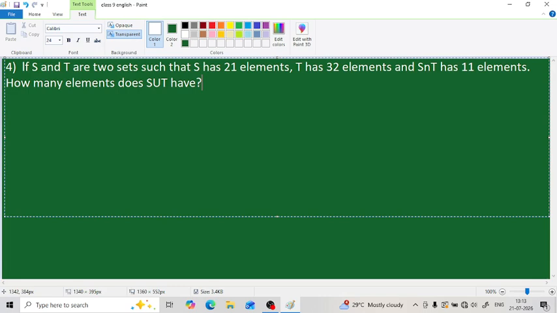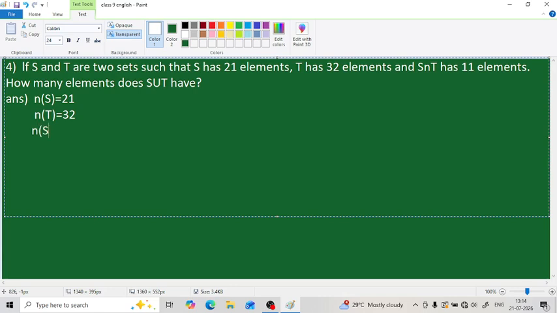So look at our next question. If S and T are two sets, so here the names of our sets are S and T, such that S has 21 elements. Given that our set S has 21 elements, how can we write our first step? N of S equals 21. And it is given that T has 32 elements. So what can we write from it? N of T equals 32. And it is given that S intersection T has 11 elements. So up to the last question we had to find the value of the intersection, isn't it?